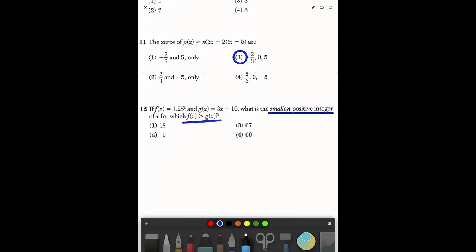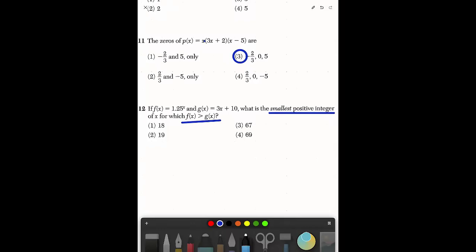than g of x. So what I would do and what I tell my students to do is whenever they give you functions, especially two functions, graph them. A lot of times it's either where they're equal to, where they intersect. Now this one is asking where it's greater than, but once you find the intersection, then you know where they're equal. And then the next part, you can see which function is greater, and then we can find the integer value. All right, because that's what we're looking for.